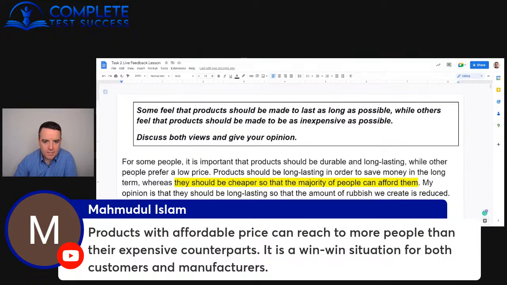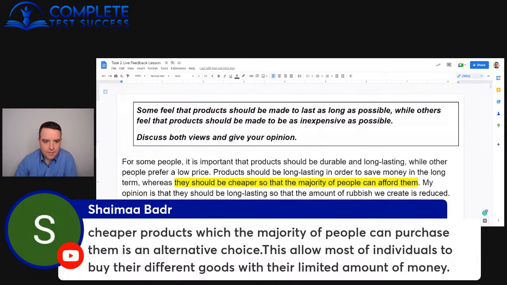Products with affordable prices can reach more people than their expensive counterparts. Very nice. It is a win-win situation for both customers and manufacturers. That's too vague. You have to say, why is it a win-win, or in what way is it a win-win? Shemaya: cheaper products, which the majority of people can purchase them, is an alternative choice. So again, you should have which the majority of people can purchase, and delete the word them from that sentence.